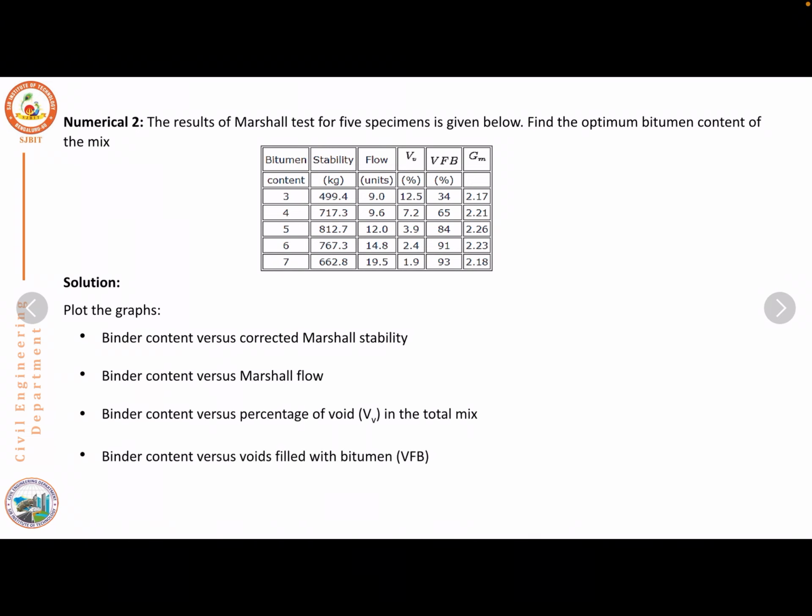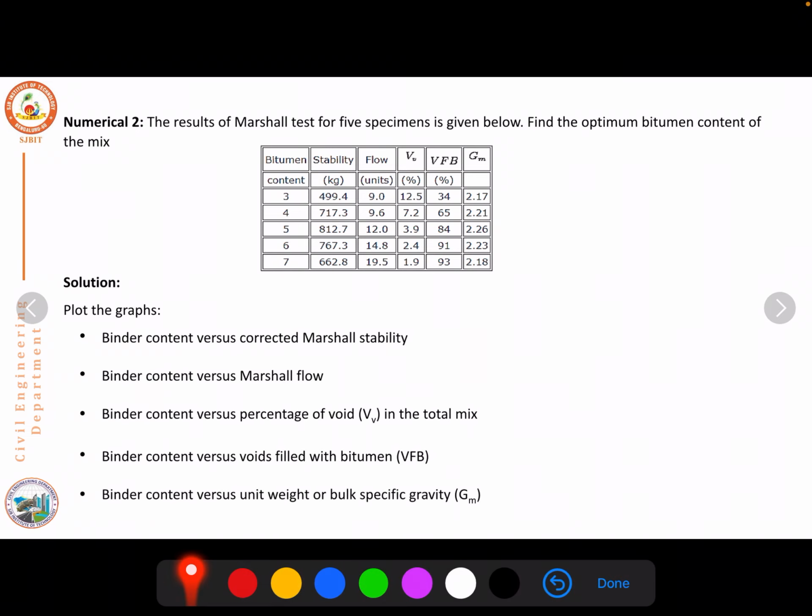Now it is required for us to determine the OBC value. To determine the OBC value, we need to plot some graphs. On the x-axis we consider the bitumen content, and on the y-axis, in the first graph we take the stability, the second graph the flow value, third the binder content versus the voids in total mix, the fourth the binder content versus VFB, and in the last graph the binder content versus the bulk specific gravity of the mix.